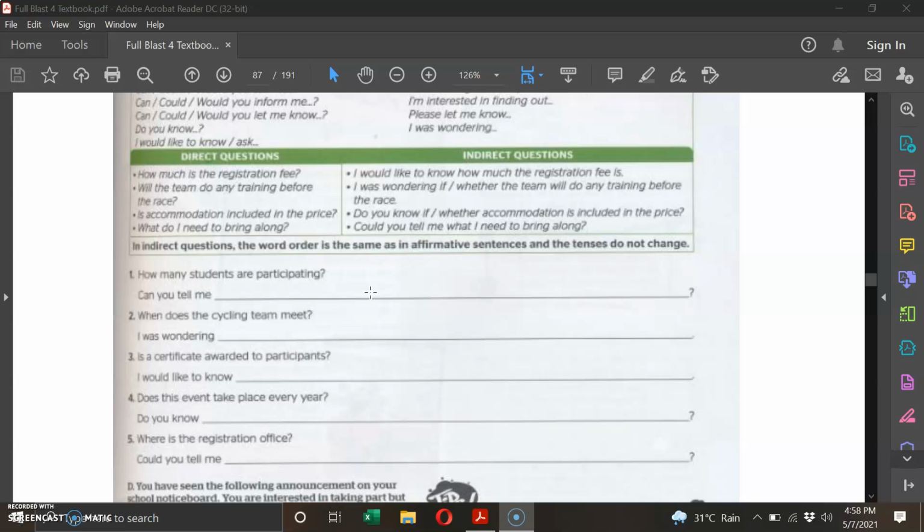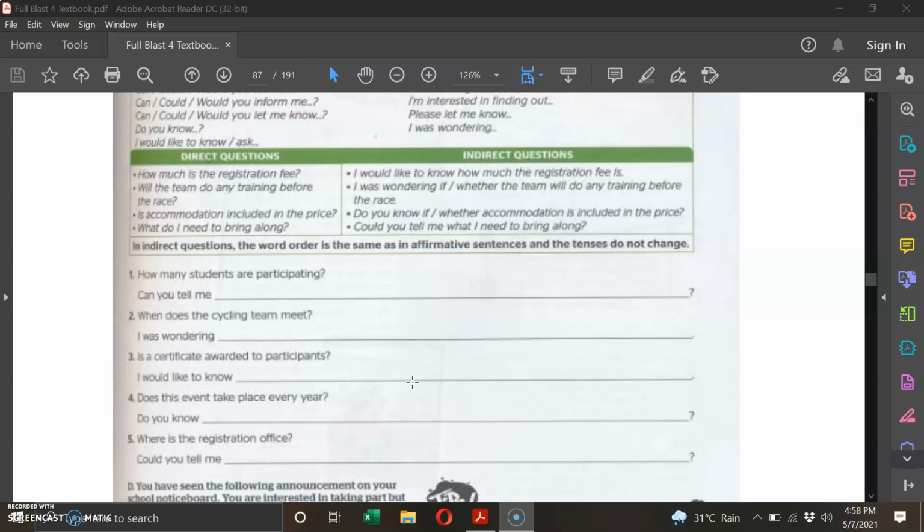Okay, number 2, when does the cycling team meet? The answer is, I was wondering when the cycling team meets, full stop. Number 3, is a certificate awarded to participants? The answer is, I would like to know whether a certificate is awarded to participants, full stop.